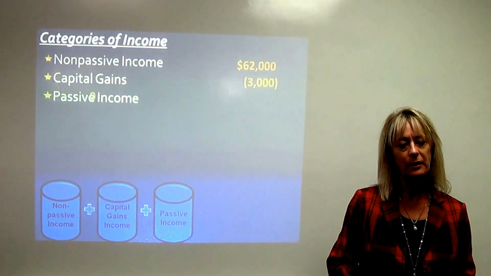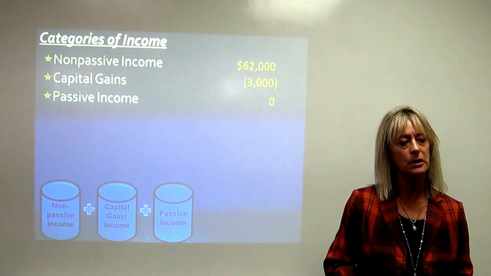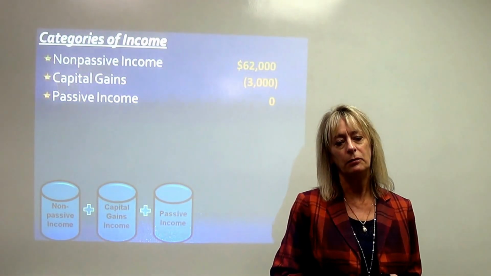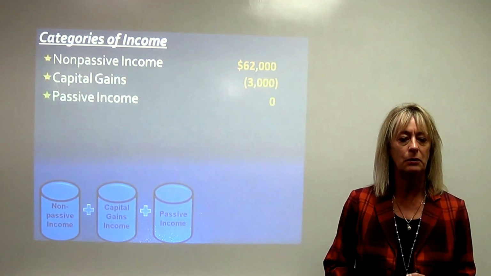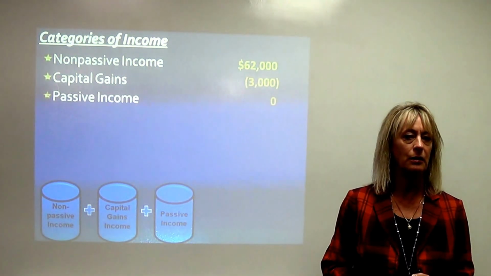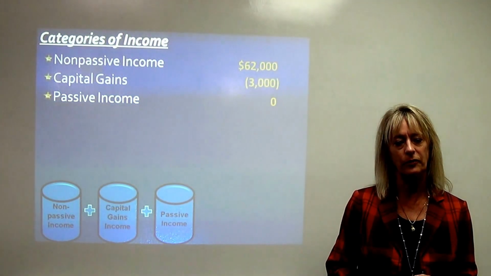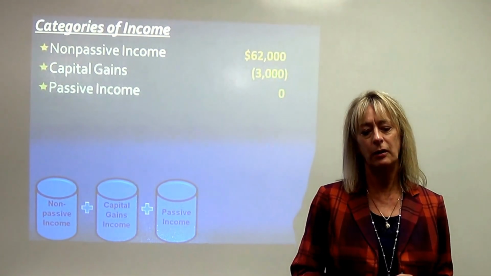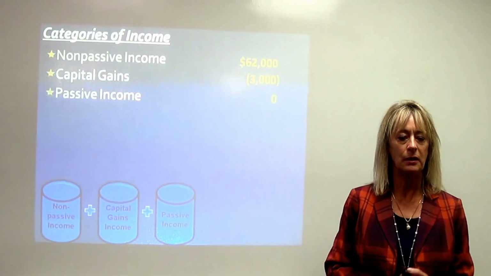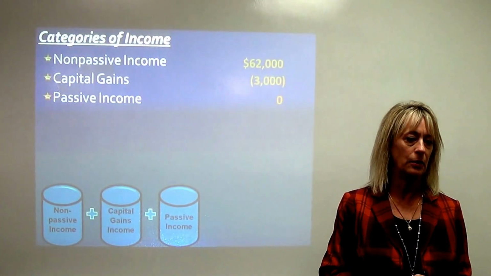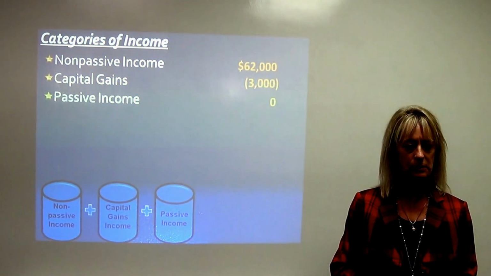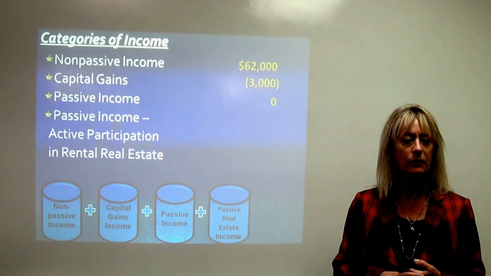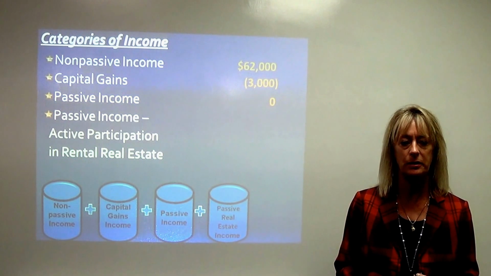And then we looked at passive income, and that's the one that had partnership A and partnership B, and we determined that we were limited to 0 because you cannot have losses except in the year that you dispose of the investment. So we're making an assumption here that they still own partnership B, so they couldn't do that. Okay, and the other one is passive income with active participation in rental real estate.